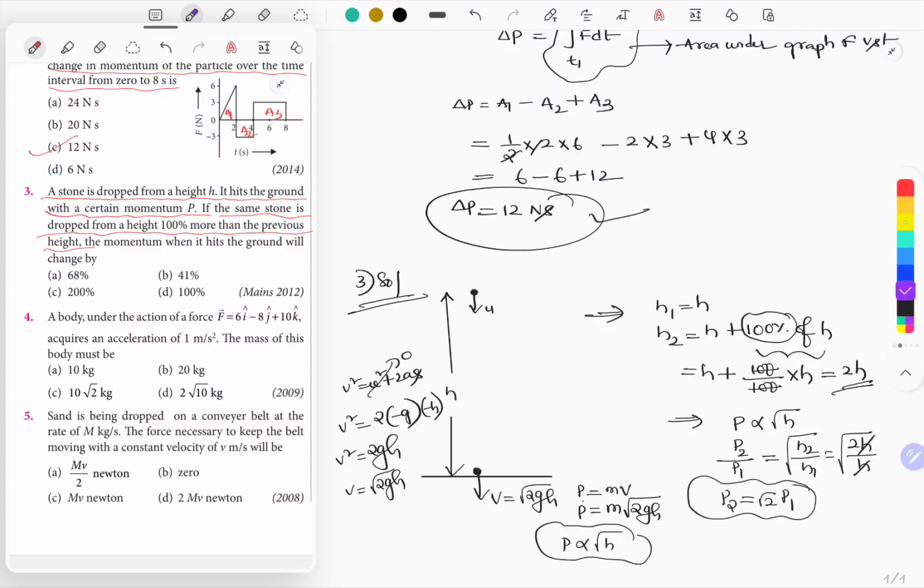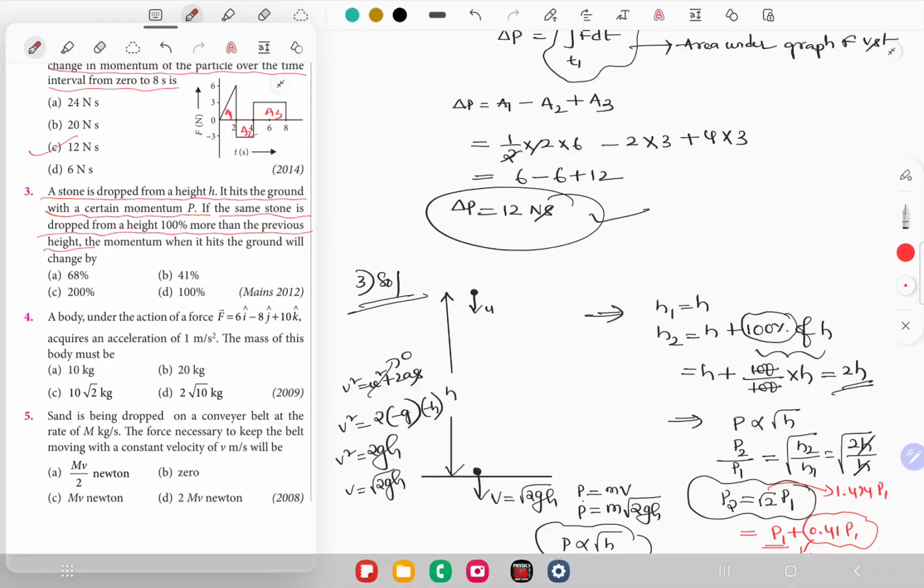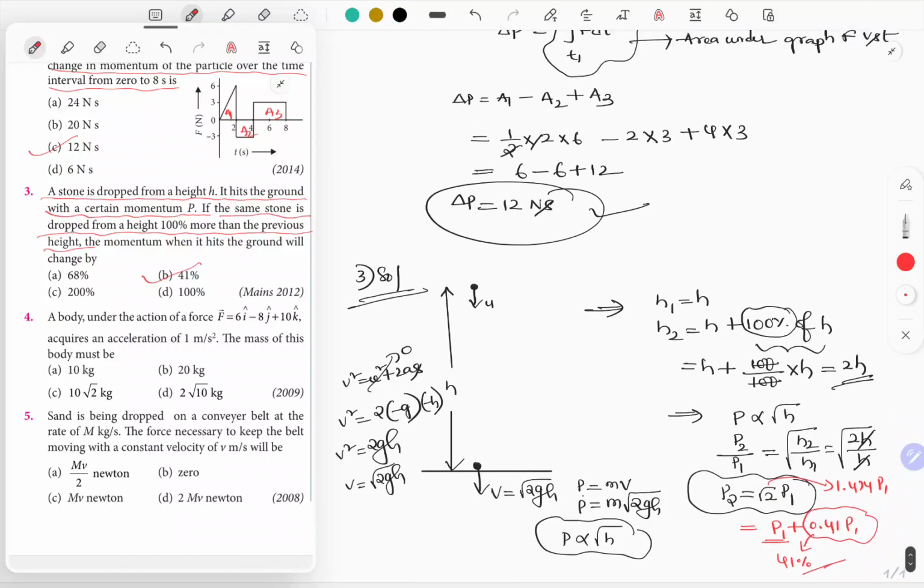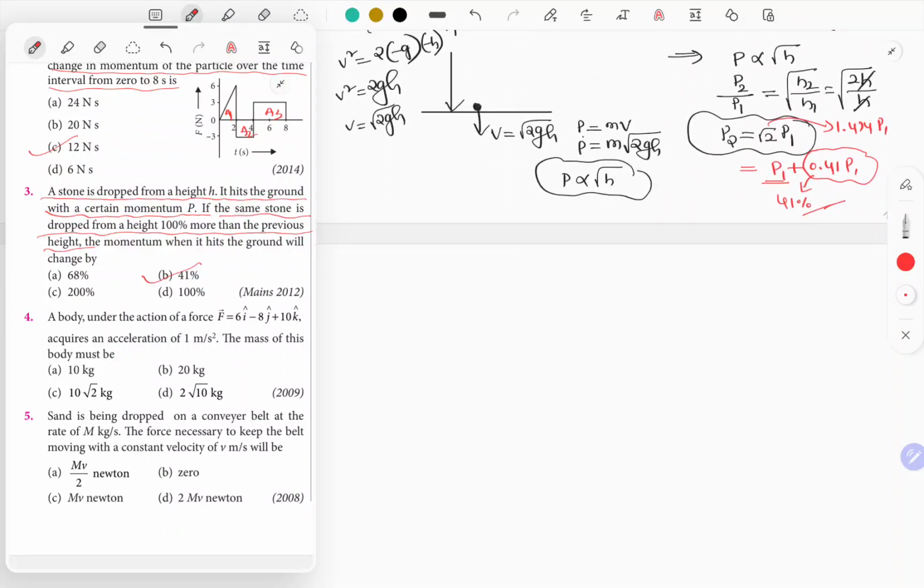So let me answer this directly. The way we have to answer directly is this: P2 can be represented as root 2, whose value is actually 1.414, times P1. You can write it as P1 plus 0.41 P1. That means whatever the extra value other than the original value, that is going to be the increased value. 0.41 can be represented in the form of percentage as 41%. An improvement has happened. So which option is correct? Option B is correct. That's the way you have to answer. Okay? Understood?